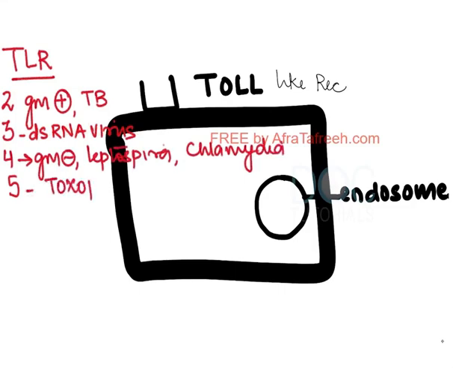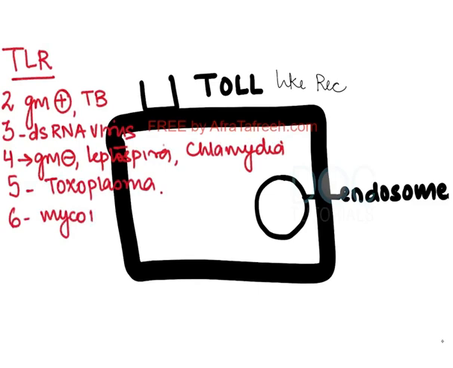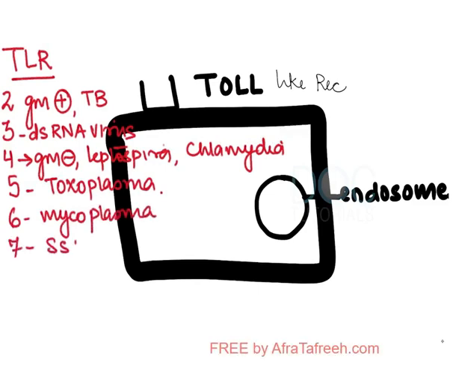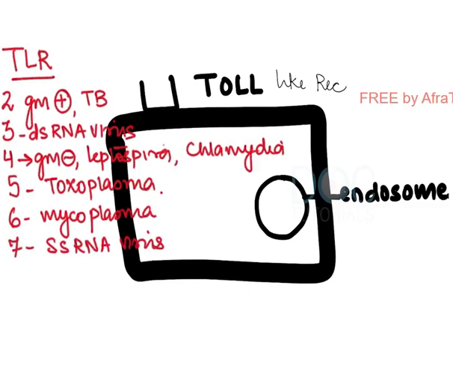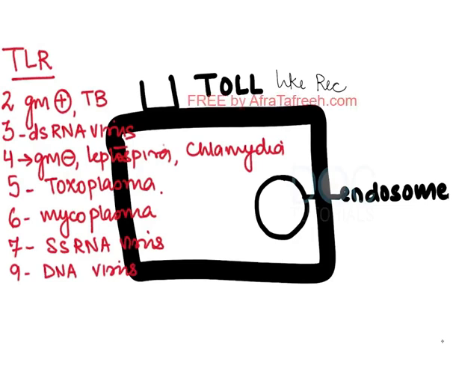Toxoplasma is identified by 5. These are mandatory. If you can remember, 6 is mycoplasma. 7 is for single-stranded RNA viruses, and 9 is for DNA viruses. So we have 10 types of toll-like receptors, and these are the major ones which you should remember, along with their function. These are the major toll-like receptors which identify the PAMPs, pathogen associated molecular patterns.